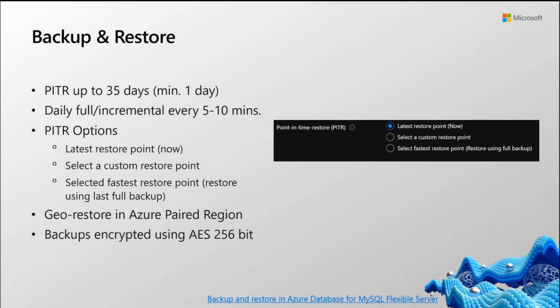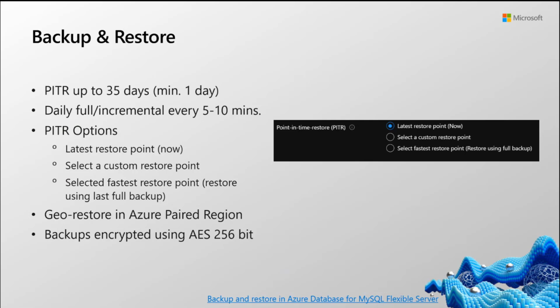We have 3 options which you can use to do the point-in-time restore. One is the latest restore point. Then you can do a custom restore point. And finally, the fastest restore point from your last full backups.